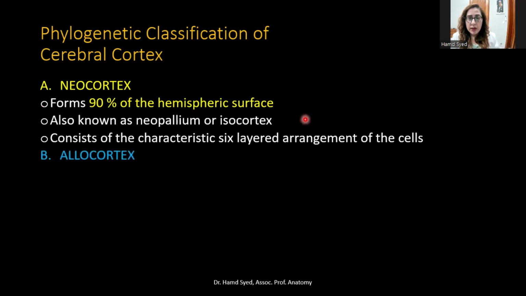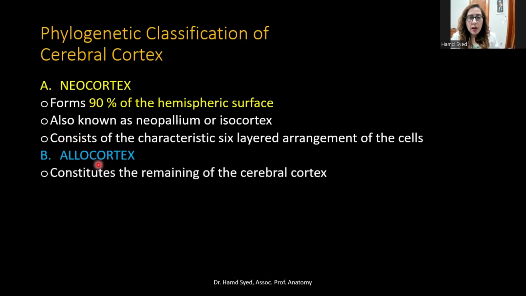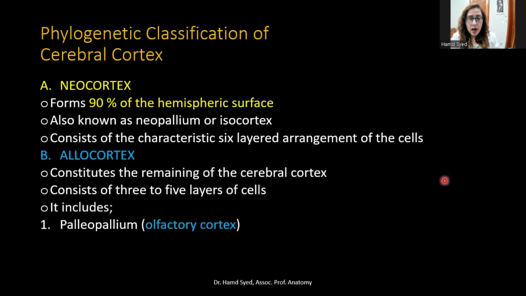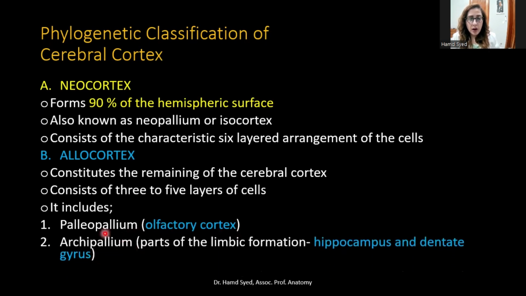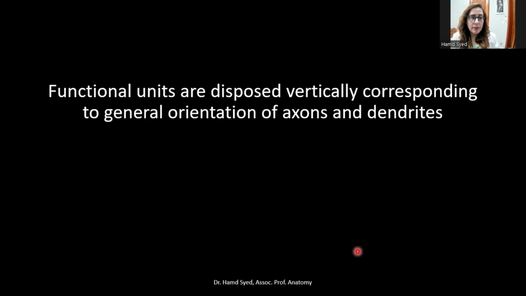Now, the remainder of the cortex is known as the allocortex, which means the other type of cortex. And this is the one which consists of 3 to 5 layers of cells, and it includes the paleopallium, that is the olfactory cortex, and the archipallium. Archi means this would be the oldest, considering the evolutionary development, the most primitive. This is the one which is present in the areas of hippocampus and dentate gyrus, which make a part of the limbic system. So that is the phylogenetic classification of the cerebral cortex.